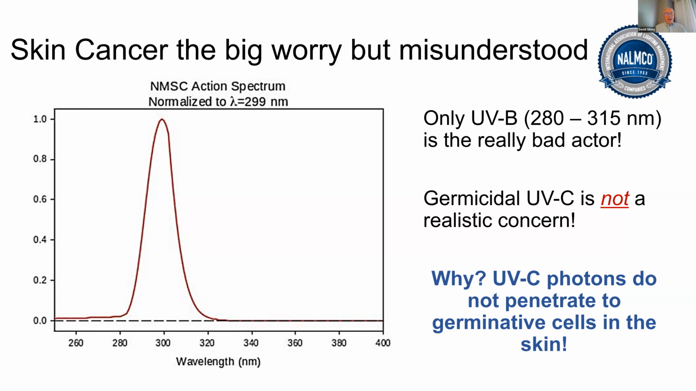The non-melanoma skin cancer action spectrum here is plotted on linear paper, and as you can see, it's pretty well limited exactly to the UVB. So the judgment of experts is that UVB is the bad actor. That's the wavelengths from 280 to 315 nanometer, but germicidal UVC is not a realistic concern when people stay below the exposure limits for UVC. Why? Because the UV photons don't penetrate to the germinative cells in the skin.